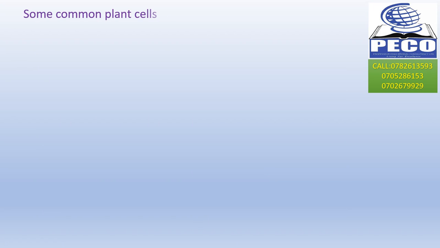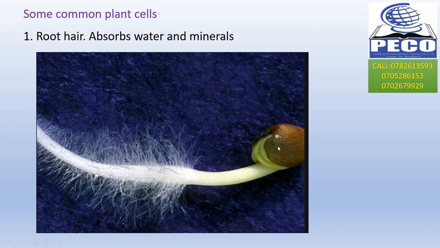Okay, why don't we look at the plant cells? There are also many, but we are going to look at 1 or 2, 3, 4. A few examples. Our first example, we have the root hair. Now the root hairs absorb water and mineral salts from the soil. We have our seed germinating, we have our root that has grown, and then you can see the hairs, the tiny roots that are coming off. This is what we call the root hairs.